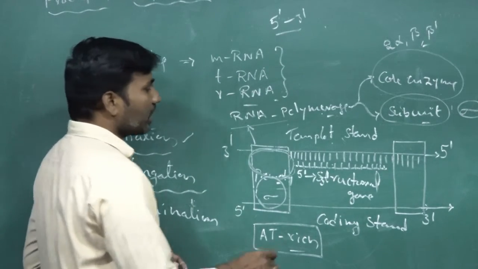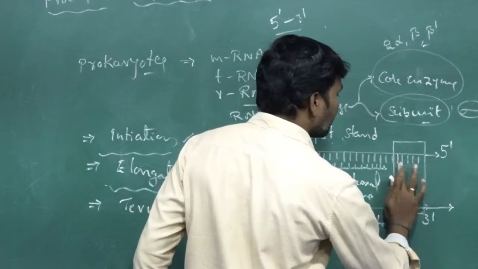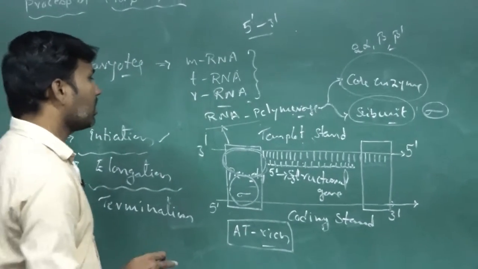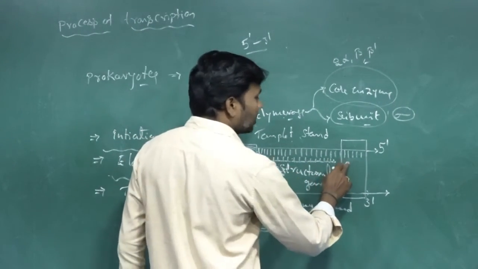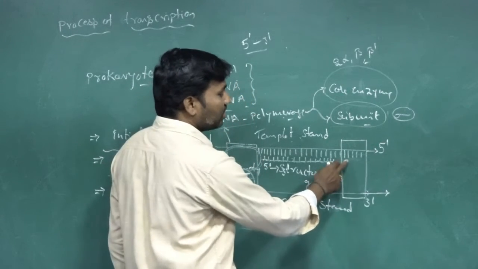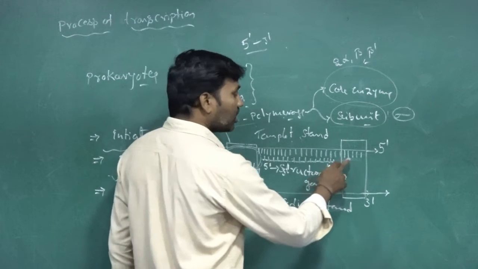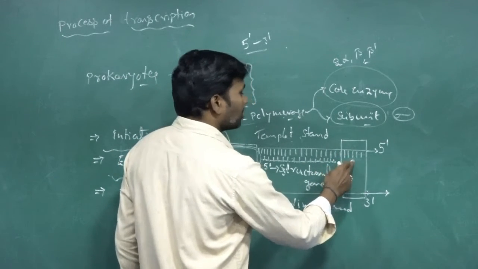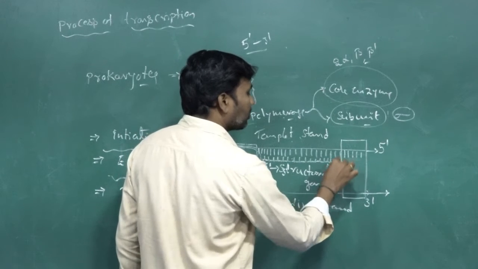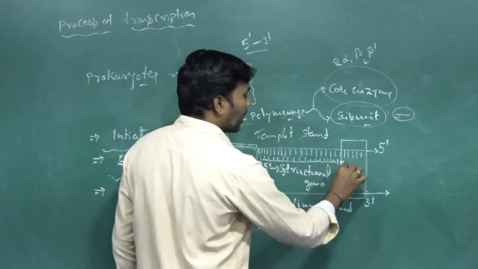Whenever the RNA polymerase recognizes the termination sequence, this sequence does not code for any amino acids. It is not a structural sequence. Because it is a non-structural, non-coding sequence, no more nucleotides are added.